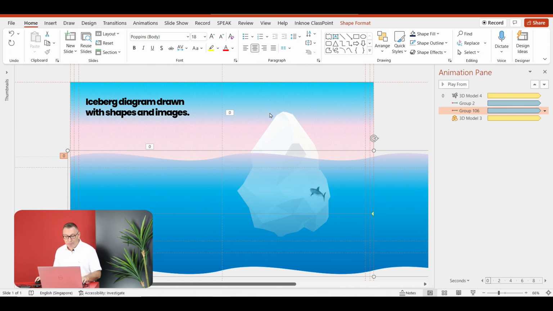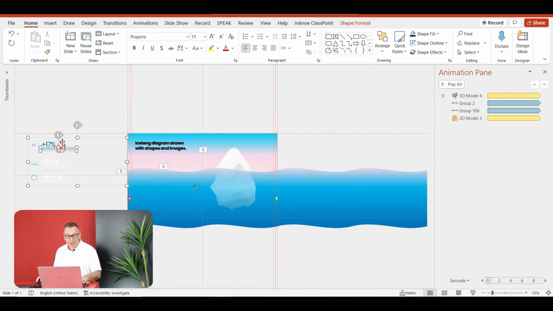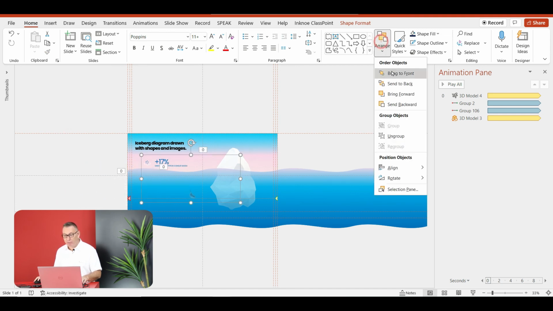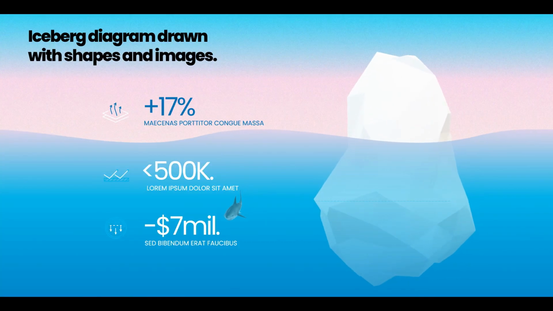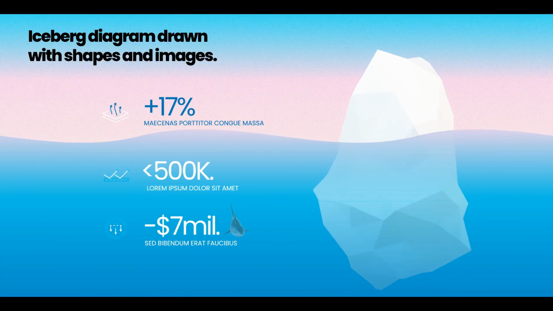And really then for the last bit, I'm just going to add back my content. We will need to bring this to the front, so let me just bring that to the front. And essentially, you can have a look at what it looks like now by going to slideshow. And that is what our creative iceberg now looks like.